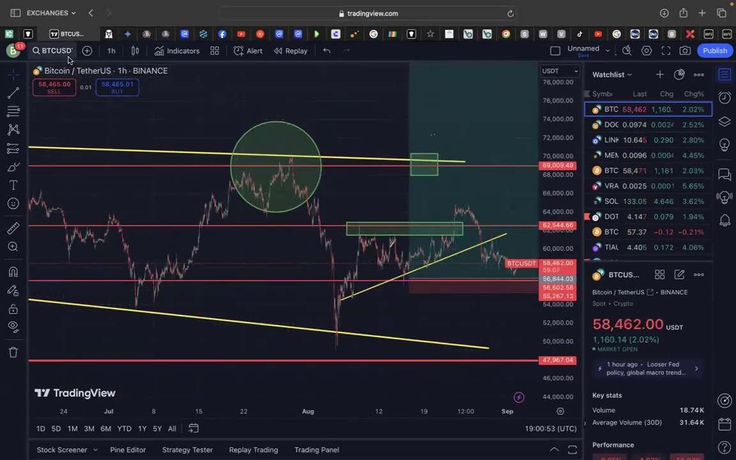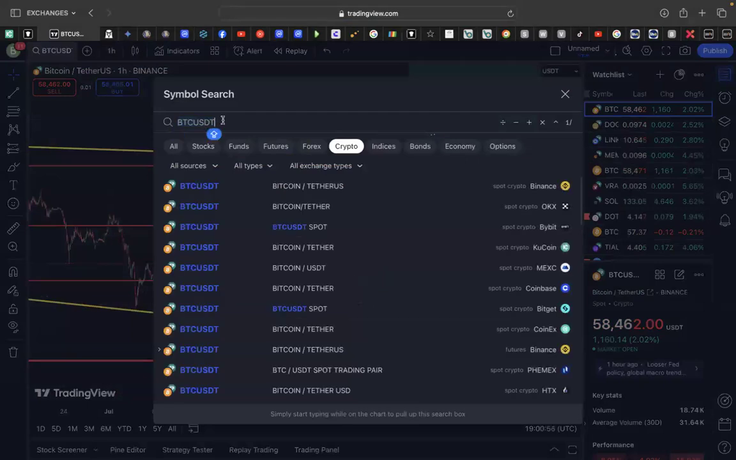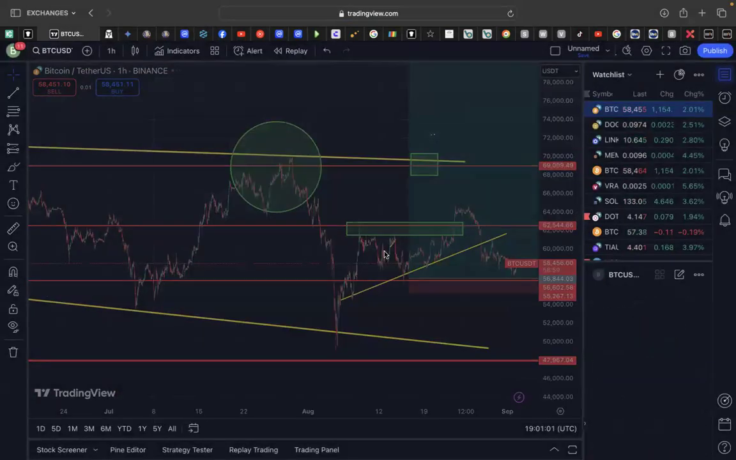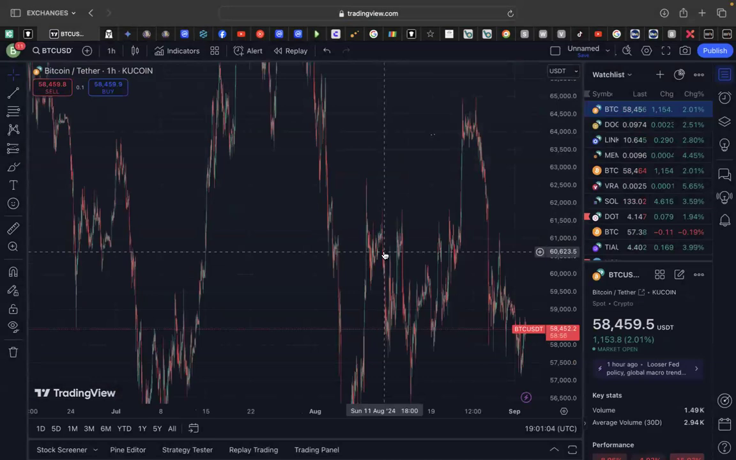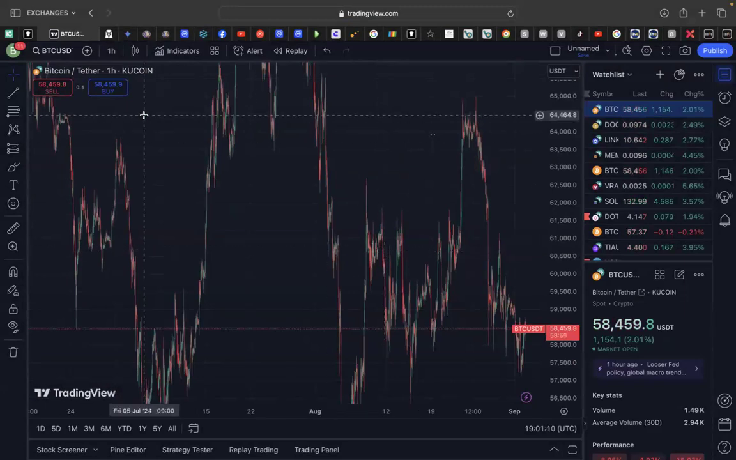Then this is my chart that is already pre-analyzed, so let me look for a cleaner chart. I'm going to open Bitcoin on KuCoin. So this is the Bitcoin chart that is provided by KuCoin. These are the direct prices from KuCoin.